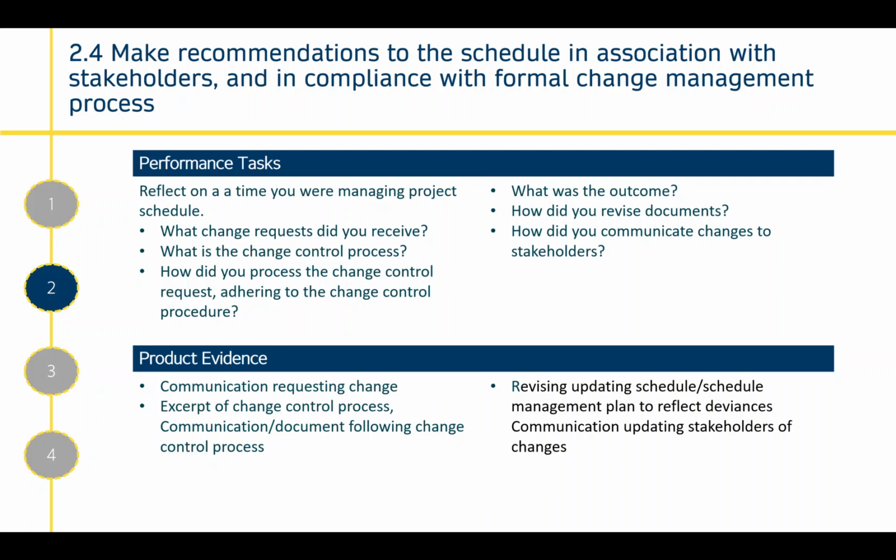Product evidence would be any sort of documentation requesting the change, perhaps a section of your change control policy. A communication document following the change control process, communication with stakeholders agreeing these activities and updating, a screenshot or documentation of you updating version control, compliance with change management processes, and actually updating the plan. It might be on a system, it might be you updating the schedule on your project management system, in which case you can get product evidence from screenshots of you actually updating the plan.